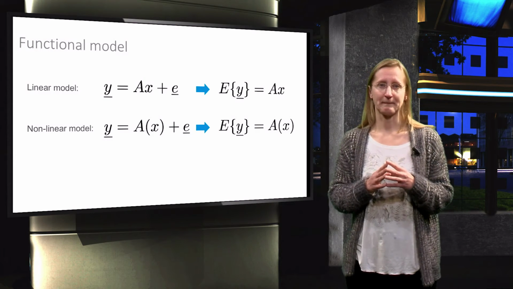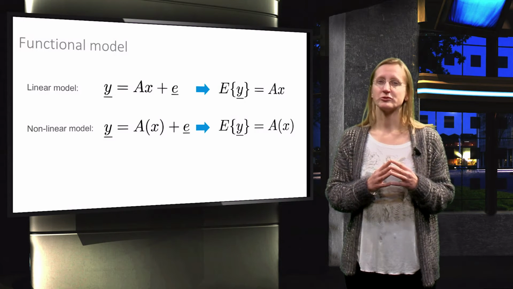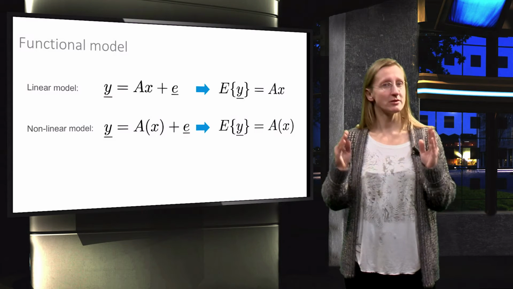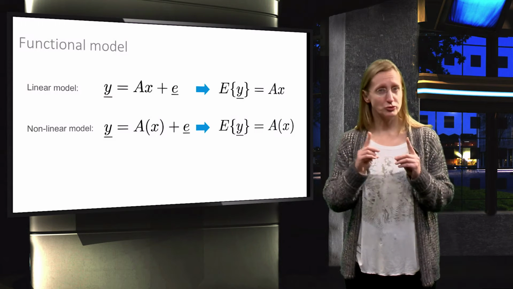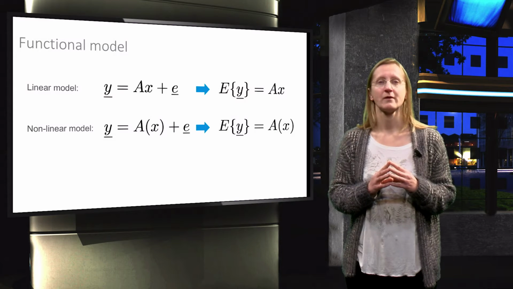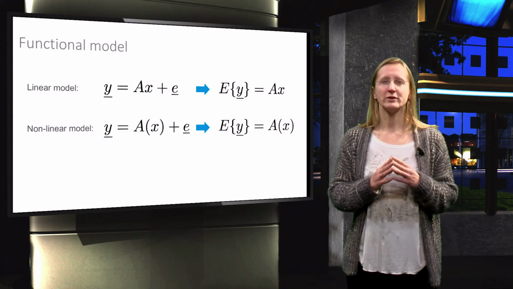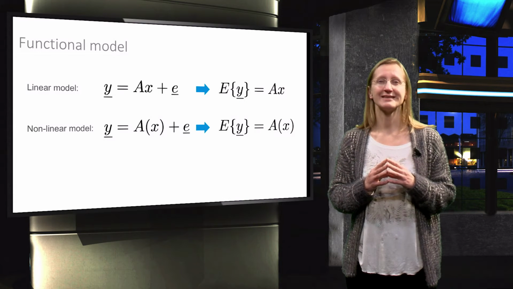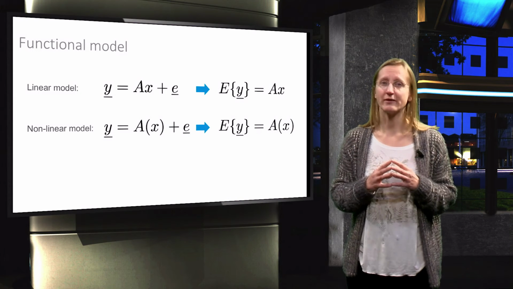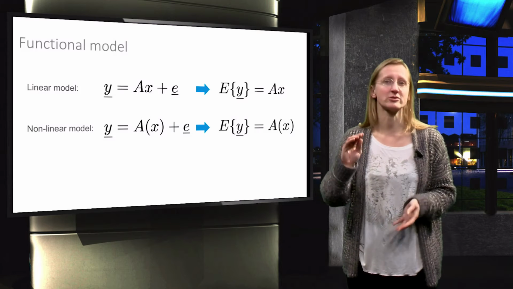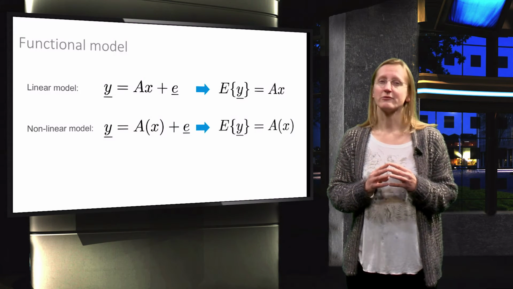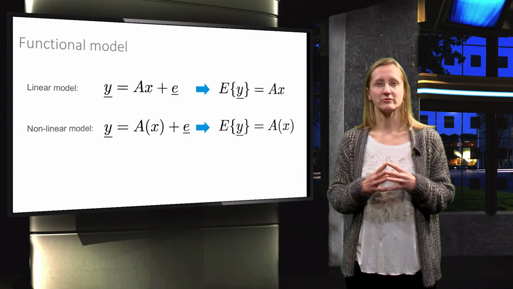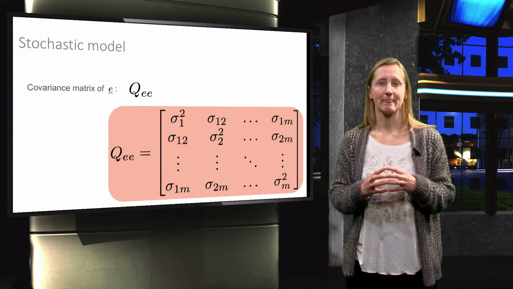So let's now introduce the so-called stochastic model, which we need to describe the uncertainty in our observations due to the random errors. Recall from the first week that the spread in the outcomes of the random errors can be described by the standard deviation, or covariance matrix in case of a random vector. Therefore, the stochastic model is in fact provided by the covariance matrix of the random errors.